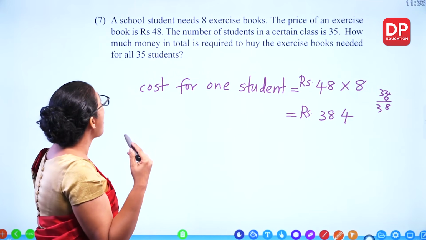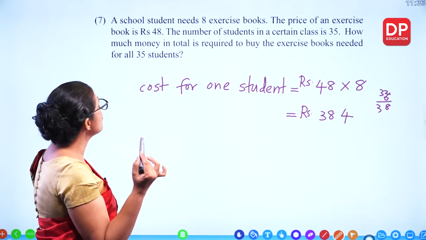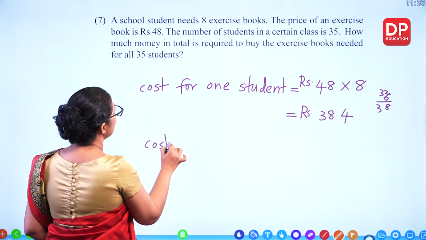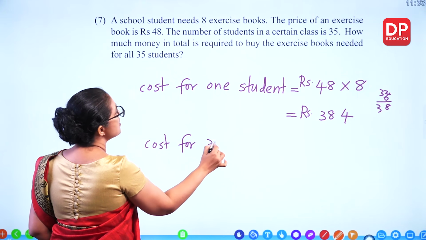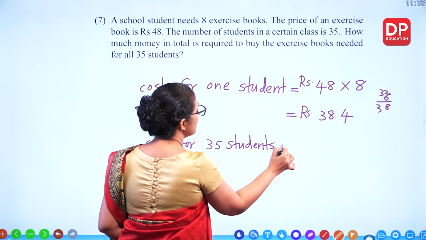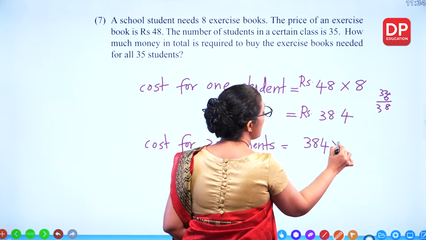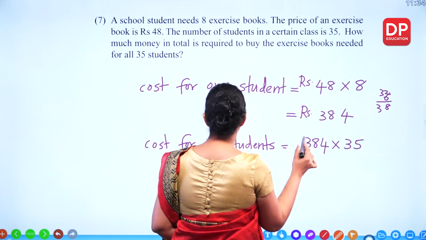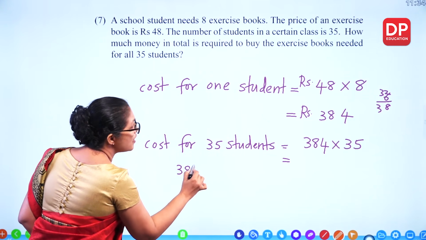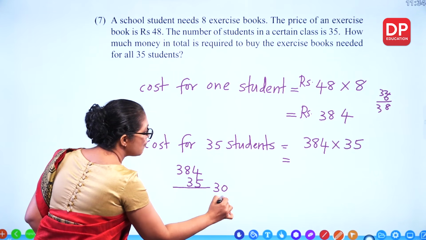So likewise, how many students are there? Altogether in the class, 35 students. So therefore, the cost for 35 students, you need to multiply this value by 35. So 384 multiplied by 35. We'll do other way around. 384 multiplied by 35. That means 30 and 5.